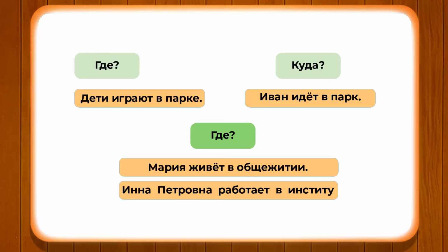Alright, so Инна Петровна идёт куда? Она идёт в институт. Где она работает? Она работает в институте. Где Мария живёт? Она живёт в общежитии. So this is the basic difference. You can pay attention to how we have constructed these sentences based on the usage of где or куда.